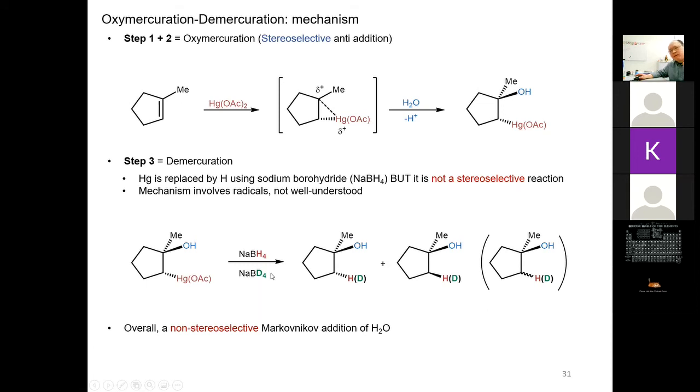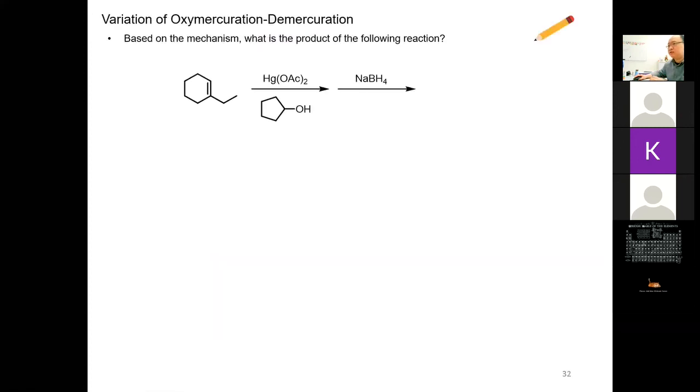Okay, so just memorize that the first step, oxymercuration, is perfectly anti-addition. The second step messes that up. So overall, the oxymercuration-demercuration process is the non-stereoselective Markovnikov addition of water. All right, so again, if we can use water as solvent, as the abundant nucleophile to do the hydration reaction, we should be able to use, let's say, alcohol as the abundant solvent or nucleophile to do the ether formation, right? Just like previously we talked about the acid-catalyzed addition of the alcohol.